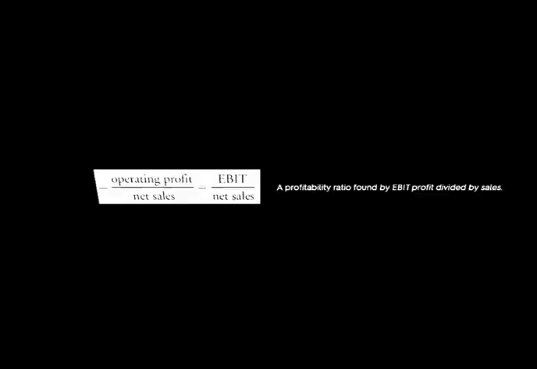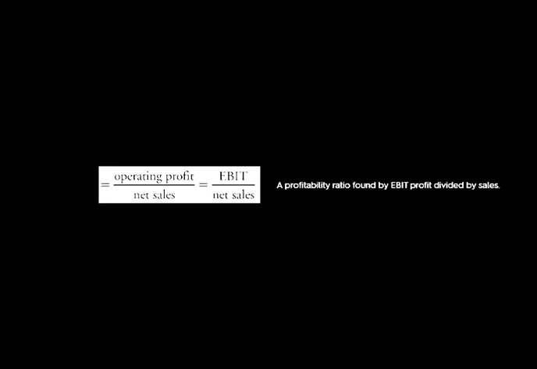Return on assets. A profitability ratio found by net income divided by total assets. Return on equity. A profitability ratio found by net income divided by owner's equity. Gross margin. A profitability ratio found by gross profit divided by sales. Operating margin. A profitability ratio found by EBIT divided by sales.